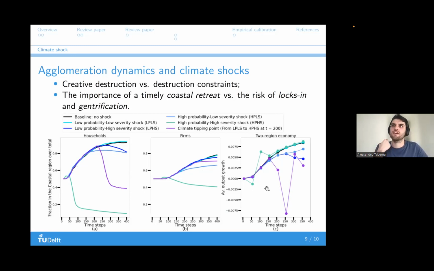Of course, this is not to say that a coastal retreat is always easy and the way to go, because we are not considering social costs and other challenges it presents, like planning and so on. But we show that it might be possible in case the economic interests of firms and households are aligned.